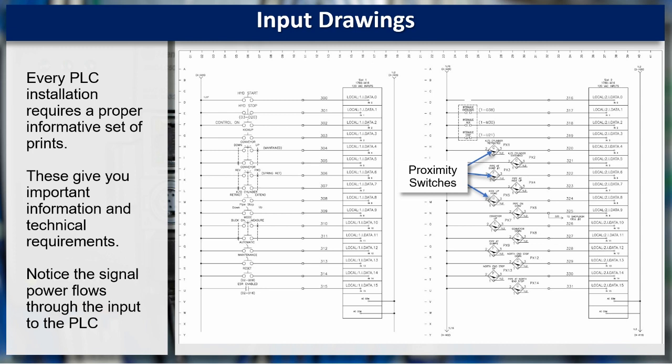Every PLC installation has a proper informative set of prints. These give you important information and technical requirements. Notice on these drawings that the signal power flows through the input to the PLC. The inputs are shown on the left, just the same way you'll do it when you're programming logic on the PLC. Outputs are generally shown on the right, again the same as you'll program on a PLC. The symbol that's shown in the box that looks like a limit switch is a proximity switch.